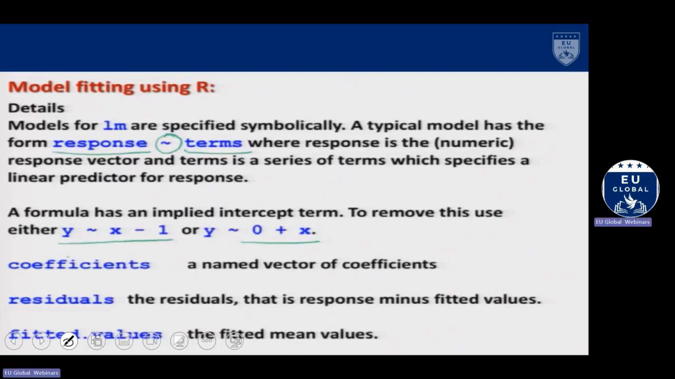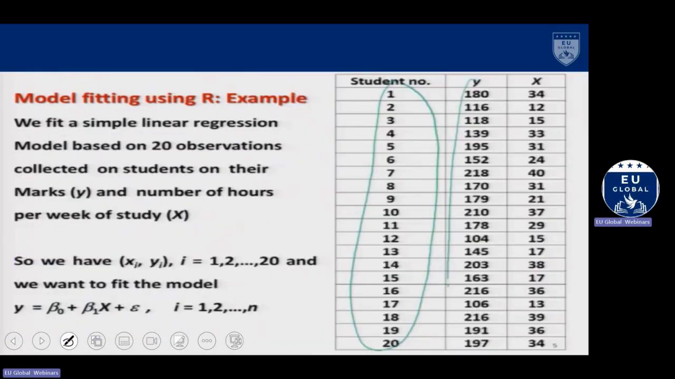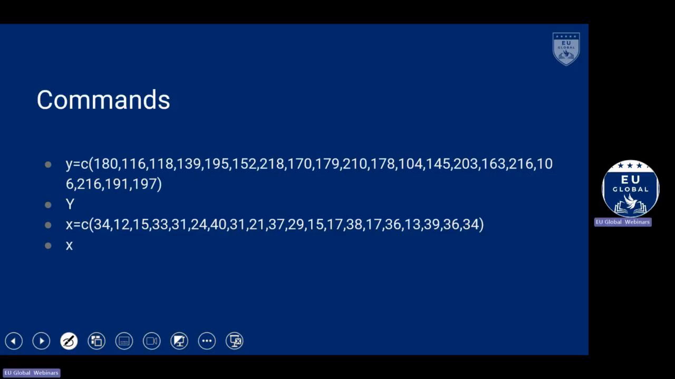Now we are going to do model fitting using R. We use lm over here, which is the linear model, and this is used to find out the value of beta naught and beta 1, which are called the coefficients. We can also find the residuals with the help of the residual function and the fitted values with the help of the fitted.values command. Next, we take a vector y and a vector x, and then we find the linear model between y and x. So let's do this in R.